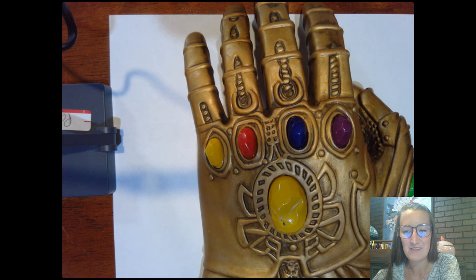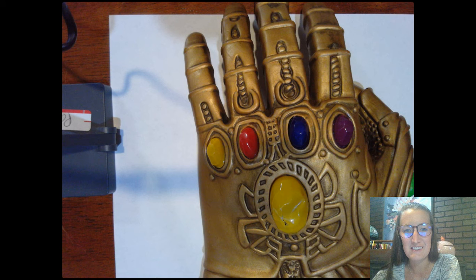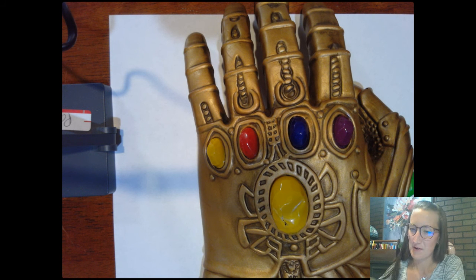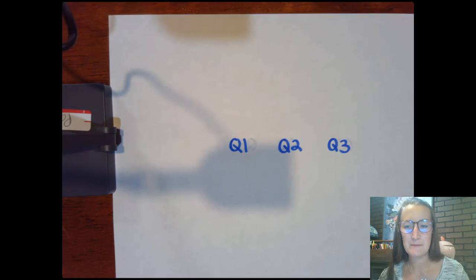So unfortunately for you guys today, box and whisker plots are inevitable. It's actually one of my favorite lessons, so we'll get to that in a minute.